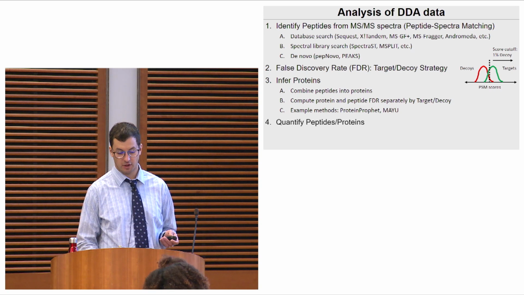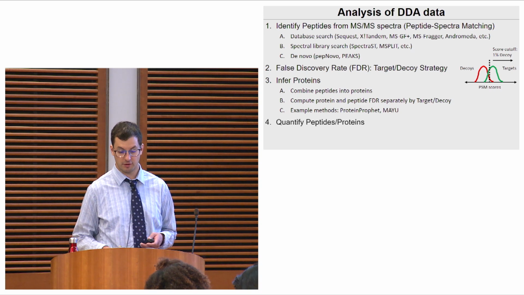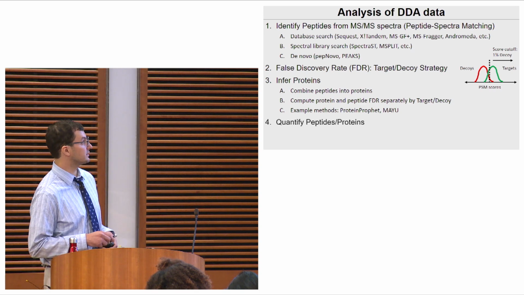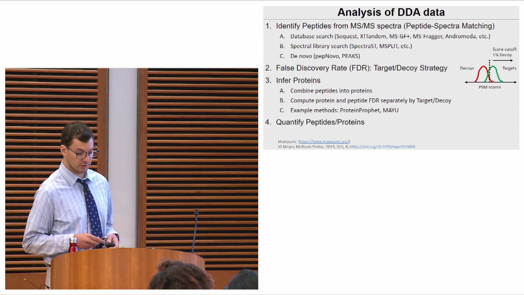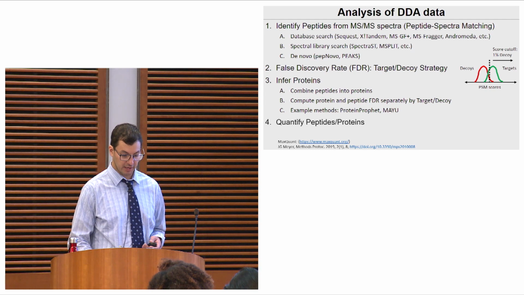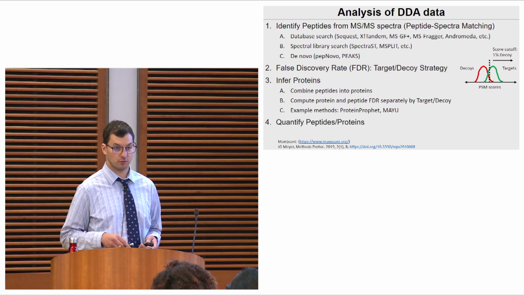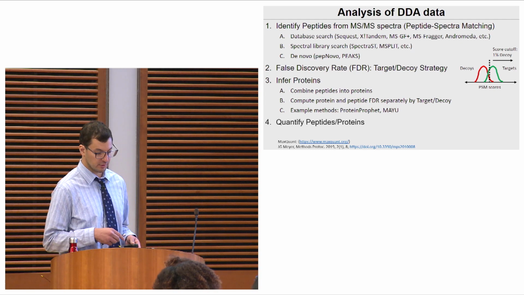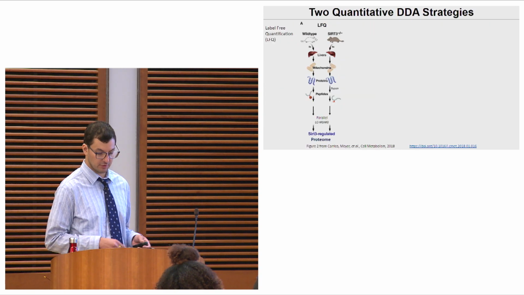The final step is to quantify your peptides and proteins, and I'll talk about that more in the next slide. But I want to make the point that there's many different tools that will do each of these steps that are developed academically or commercially. One really great tool is MaxQuant, because it will do all of these steps for you. It puts everything together. But I've also given you a citation for an example of a different route that I published earlier this year.